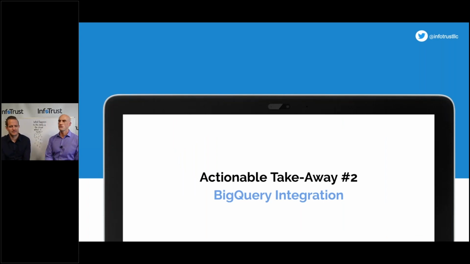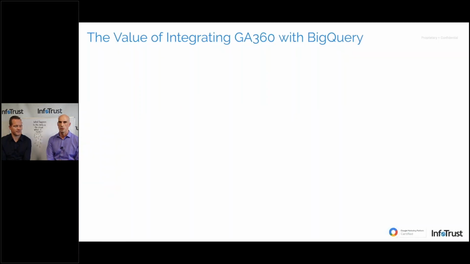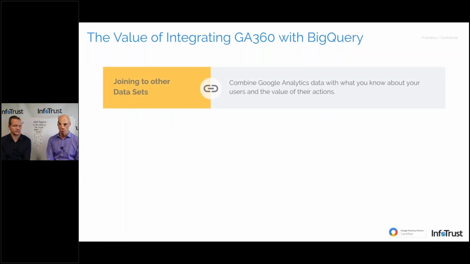So we talked about BigQuery a number of times during this discussion, and so I think it's important to highlight what is possible with BigQuery, because it's something that at the base level for a lot of analytics teams, they don't really understand the benefit of it. So talking a little bit about the three purposes or the three stages of integrating GA360 with BigQuery.